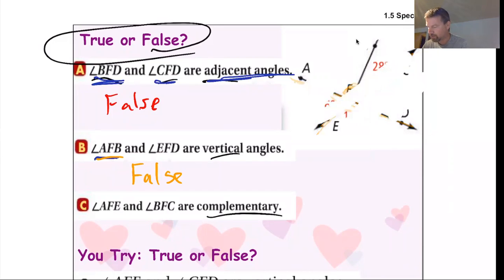Dude, I like these questions. These are good clarifying questions. All right. Last one.